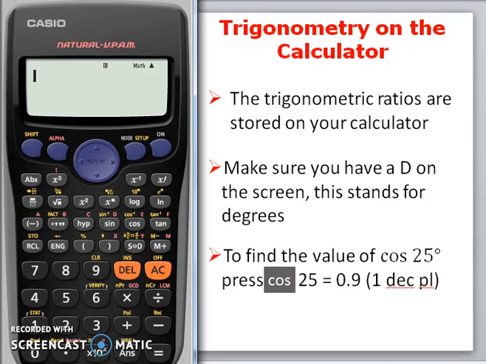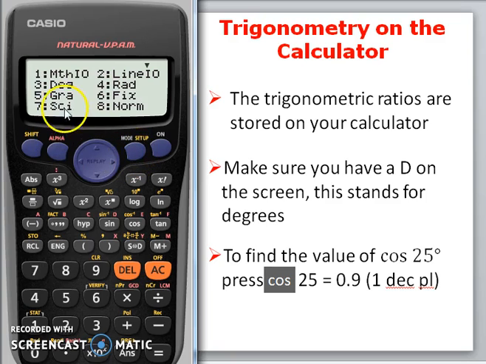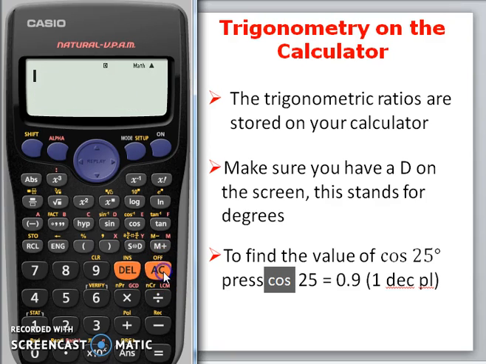Okay, trigonometric ratios on the calculator. So all the ratios, the sine, cos and tan of all the different angles are stored onto your calculator. To start with, we need to make sure this little D is on the screen to make sure that all the angles are measured in degrees. If you can't see a D there, you need to go to Shift, Mode, and then press the number 3 to get it into degrees.